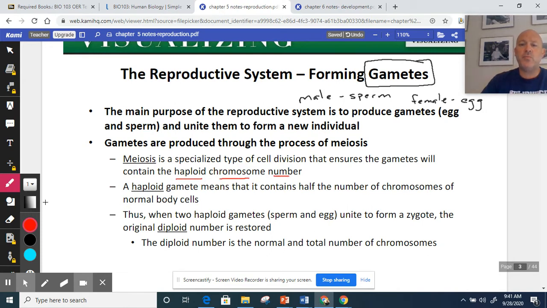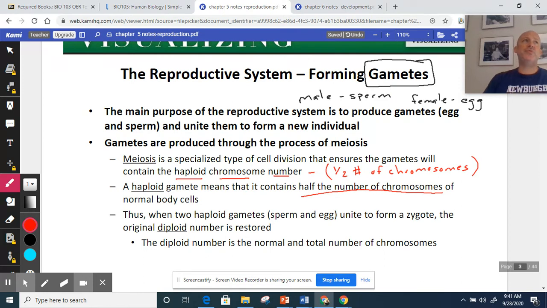So what does that mean? That means all the cells in your body have 46 chromosomes except for the gametes. The gametes have half the number of chromosomes. Half the number. I don't know why I wrote that. It says it right here.